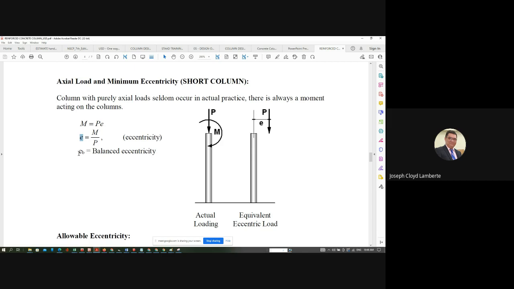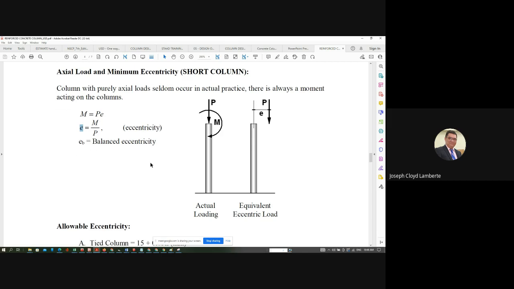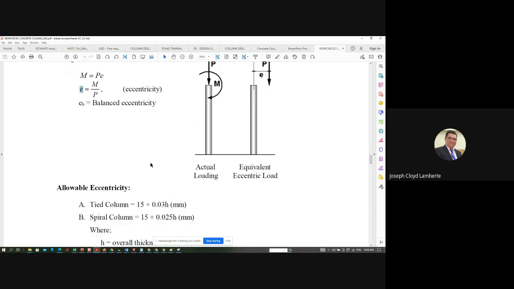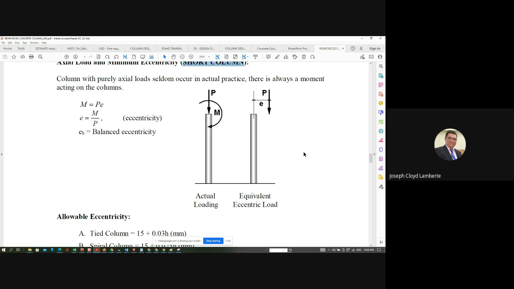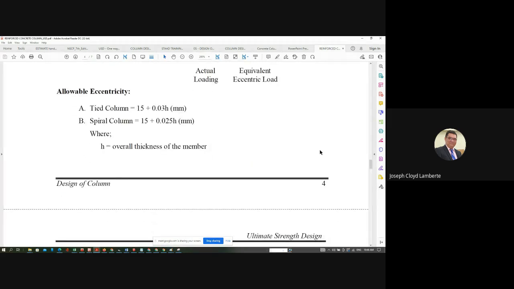E sub b is what we call the balance eccentricity or the maximum requirement of eccentricity that we can consider our column to be a short column. So this is the actual loading nga naay axial load, naay moment. Then, pwede nato na siya ma-convert to an equivalent eccentric load. Naay axial load, and then naay eccentricity. Okay, so mao ni ang allowable eccentricity.